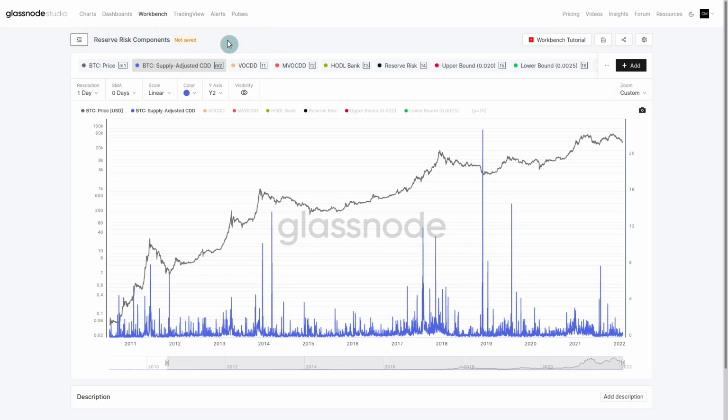So let's start with what we have shown here, which is price in our gray market to the left-hand axis and supply adjusted coin days destroyed in the blue. So let's start with what coin days destroyed are. When we have a coin in the coin supply, each 1 BTC will accumulate 1 coin day per day.